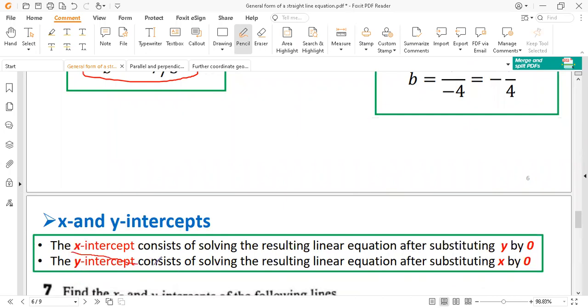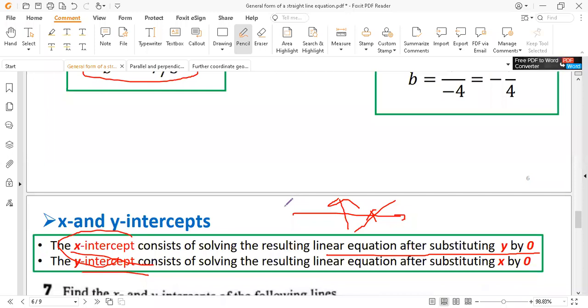What we mean by the x-intercept and the y-intercept. The x-intercept consists of solving the resulting linear equation after substituting y by 0. Because the x-intercept is where the line intercepts the x-axis. So normally we are searching for the point located at the same time on the line and the x-axis.